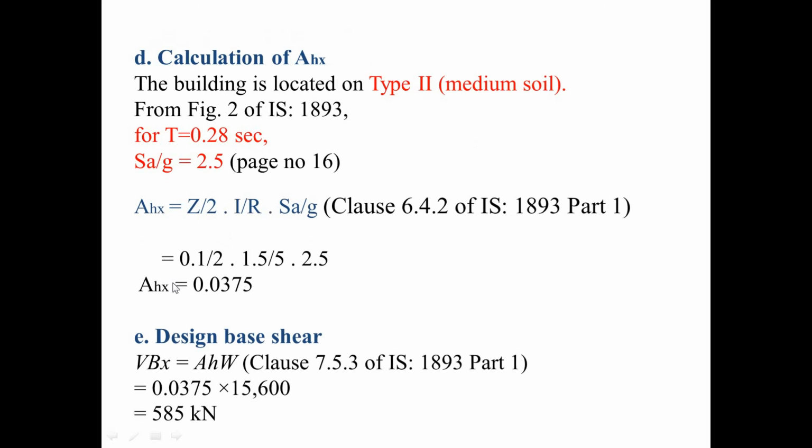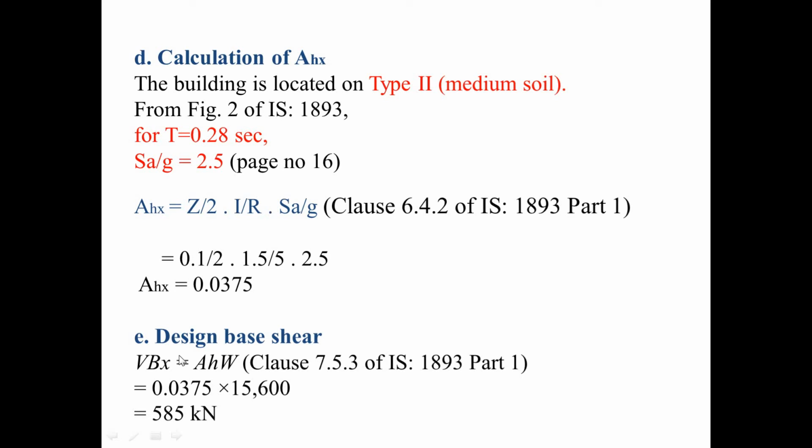Okay, in x direction. So similarly for that calculation of AHX, that is design horizontal acceleration. So building is located on type 2 soil, that is a medium soil. So therefore from figure number 2 IS 1893, T is equal to 0.28 second and SA by G. If you see the page number 16 of IS 1893, you will directly get this value SA by G based on your soil parameter. Now AHX equal to Z by 2 I by R SA by G. So this formula is available as per the clause number 6.4.2, IS 1893. You just put this entire value and you will get the answer of AHX.